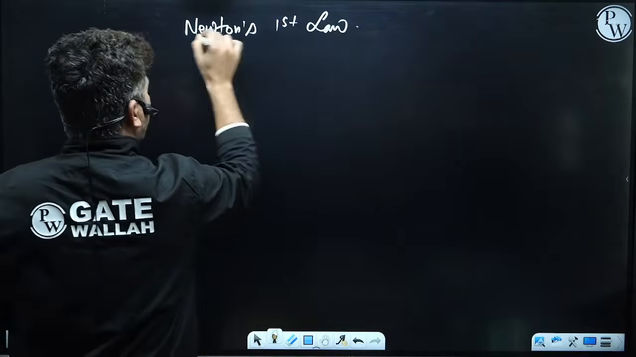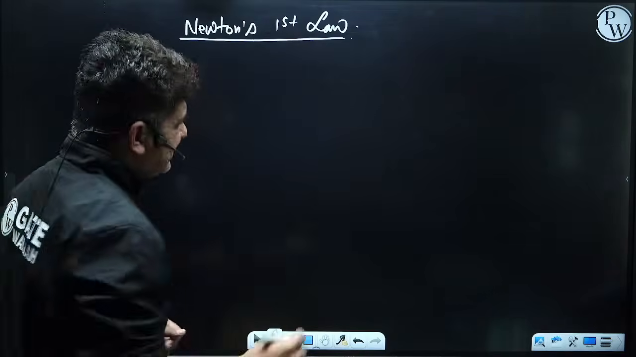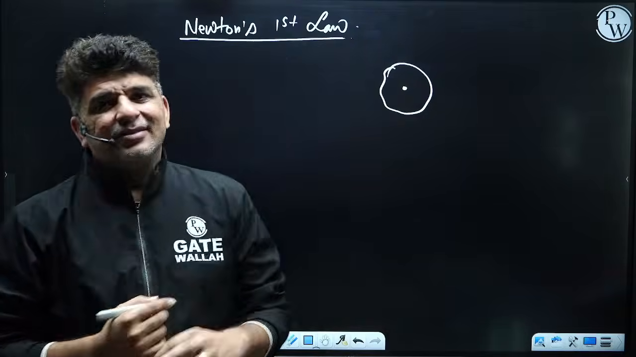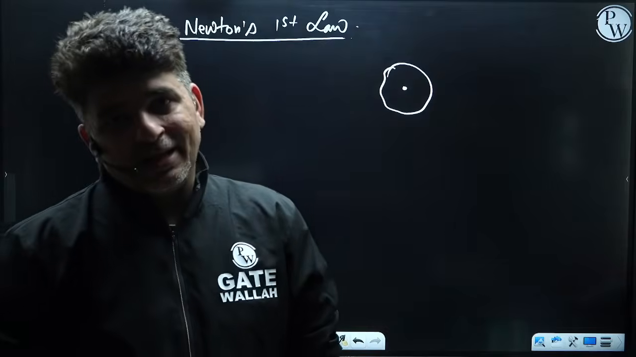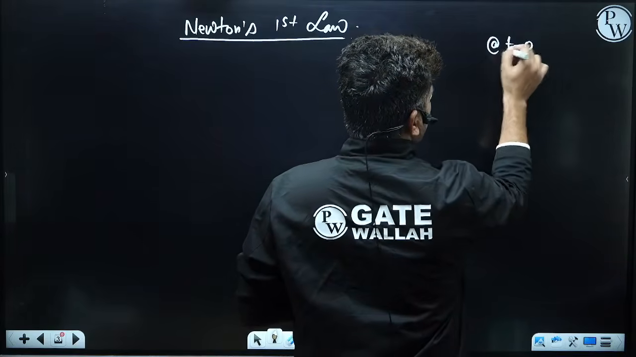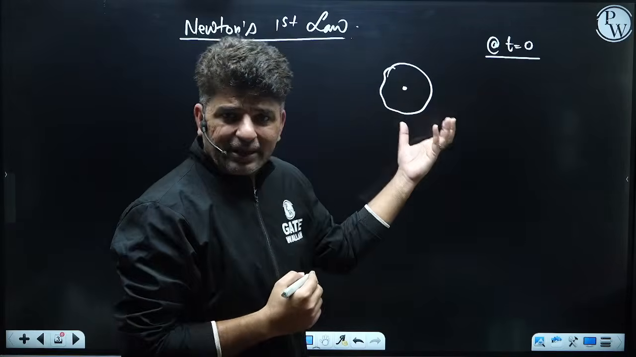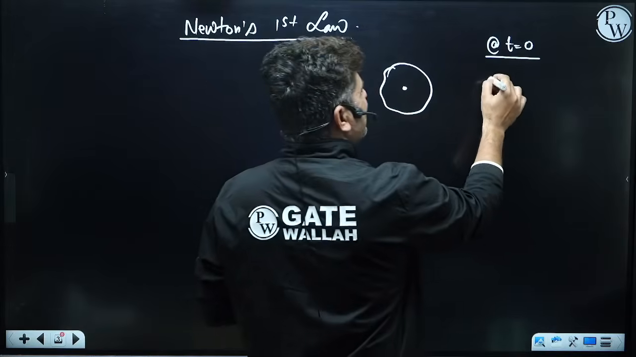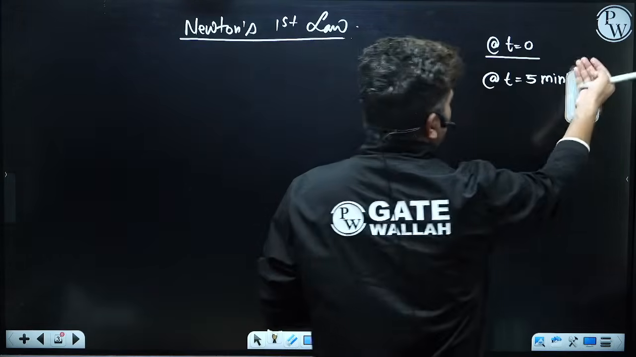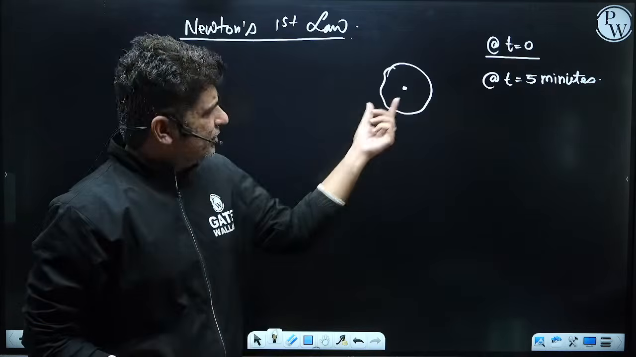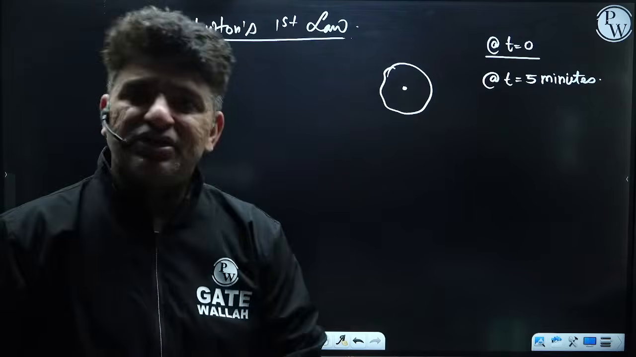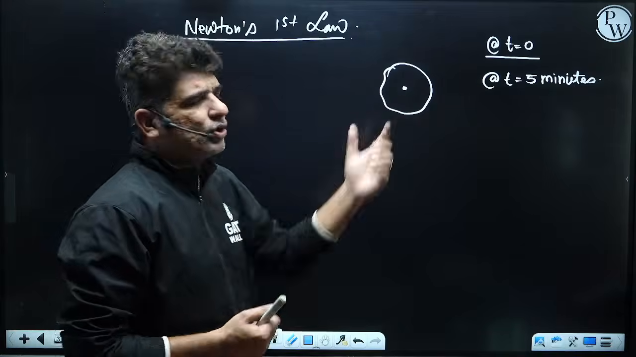Newton's first law says if a body is at rest, it will continue to remain at rest. Let's say this is a body. When we say it is at rest, that means there is no change in position of the body with respect to time. Let's say at time t equal to 0, it is lying at this position. You came back after, let's say, 5 minutes, and you saw that this body is again lying at the same position. So this is what we say rest. When a body is lying at one position, it will continue to lie at the same position with respect to time. This is called the condition of rest.